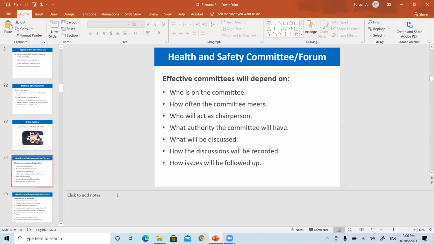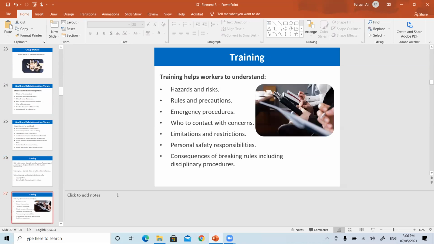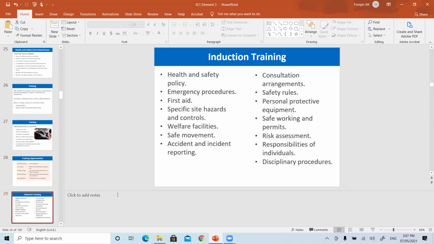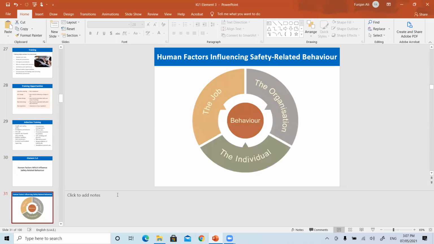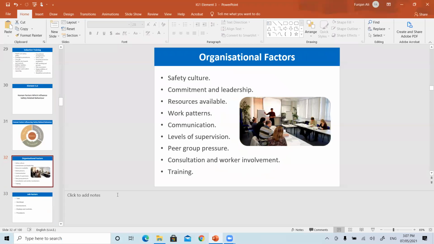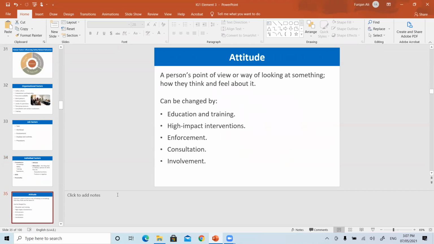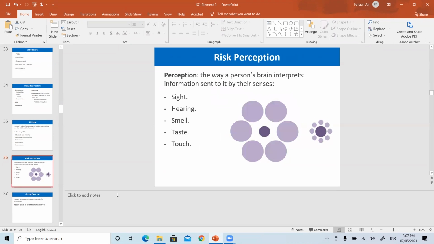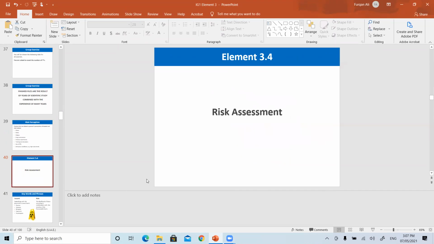We also discussed health and safety committee meetings. We discussed training, which can improve safety culture. We also discussed the contents of an induction training. Then we discussed the factors which influence safety related behavior. Those factors include job factors, organizational factors, and individual factors. We discussed attitude and risk perception, and we did a few exercises.